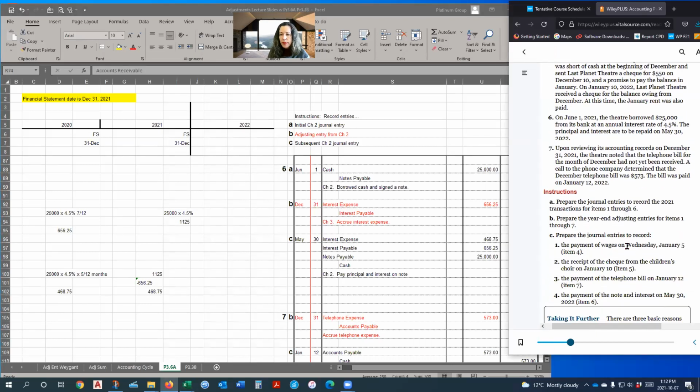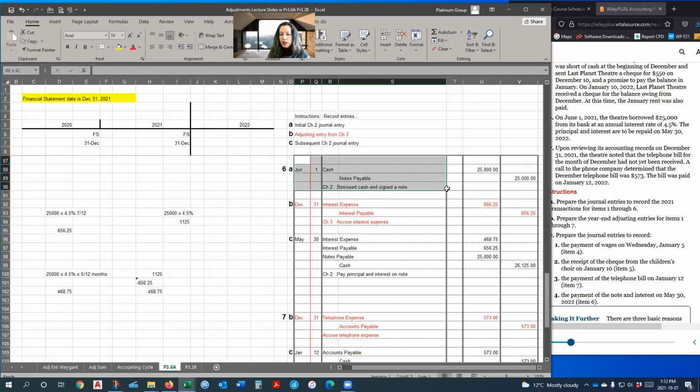Number 6. The theater borrowed $25,000 on June 1st. So the cash goes up $25,000. Is there cash involved? Yes. And then it doesn't say notes payable here, but they borrowed it from the bank, and the bank is always going to have a contract. It's $25,000, and it's not paid back until May. So it's June, due May. That's almost a year. I guess it's exactly a year.